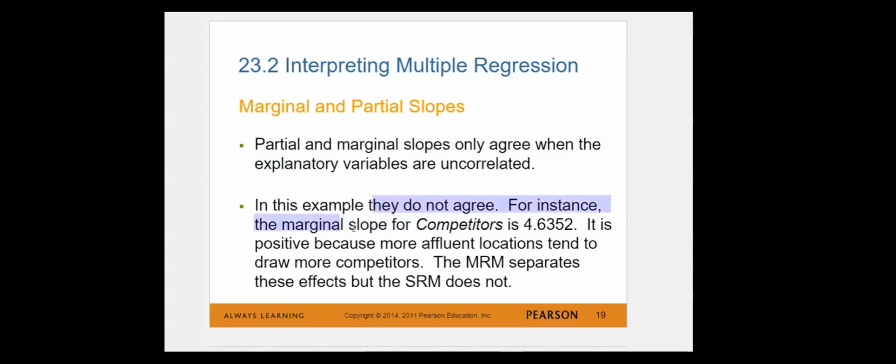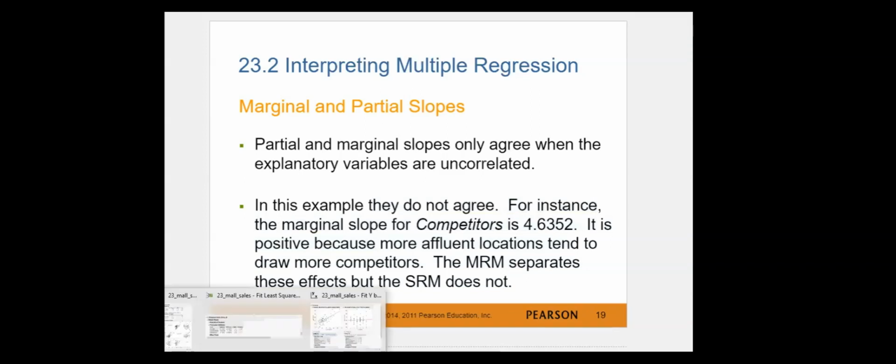For instance, the marginal slope is 4.6. It is positive because more affluent locations tend to draw more competitors. The multiple regression model separates these effects, but a simple regression model does not. And I just showed you that, right?